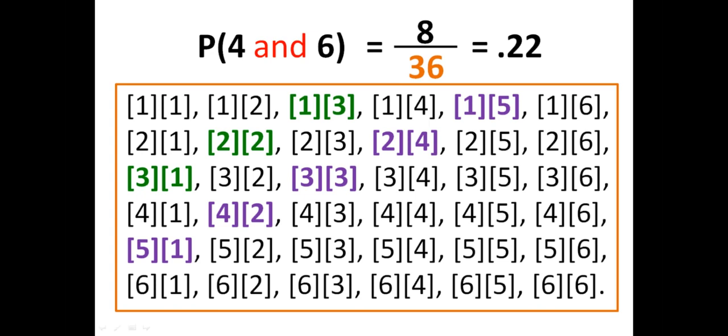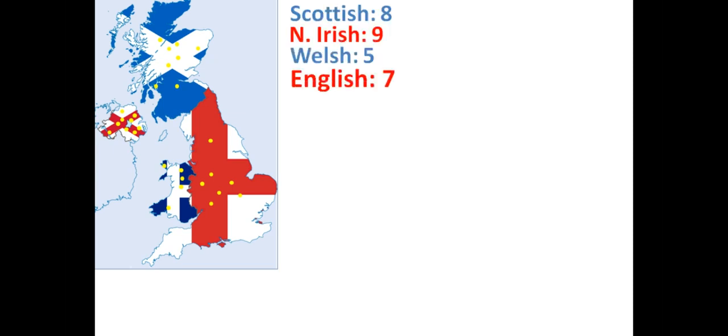Lastly, let's look at a case in which our sets are not independent. So here we have a map of the UK, with each of its 4 nations distinguished by their respective flags. Now let's assume that we have sent out a questionnaire and we have information from 8 Scottish individuals, 9 people from Northern Ireland, 5 from Wales, and 7 from England.